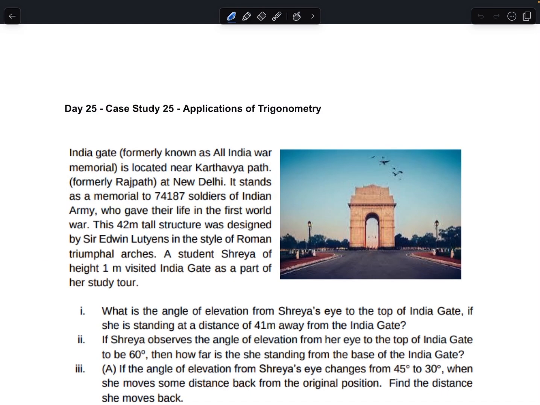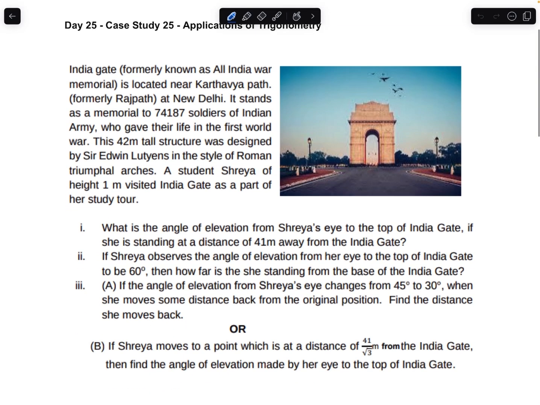The question goes like this. India Gate is located at New Delhi. It stands as a memorial to 74,187 soldiers of the Indian Army who gave their life in the First World War. This 42-meter tall structure was designed by Sir Edwin Lutyens in the style of Roman triumphal arches. A student, Shreya, of height 1 meter, visited India Gate as a part of her study tour.